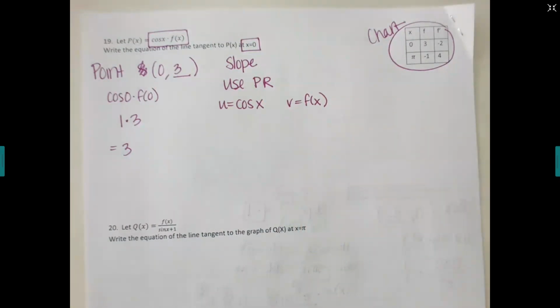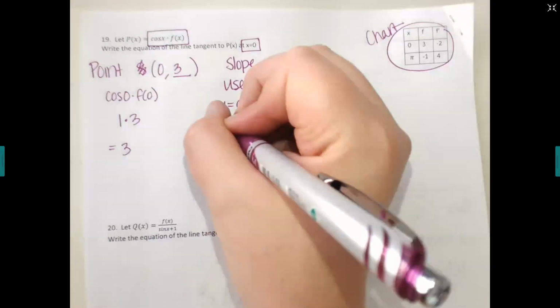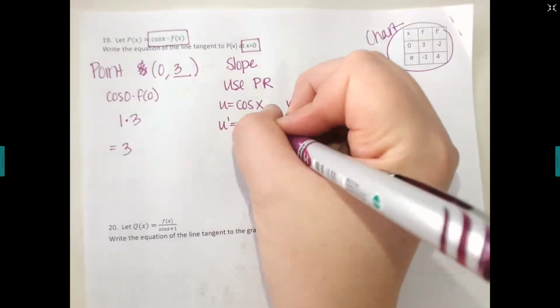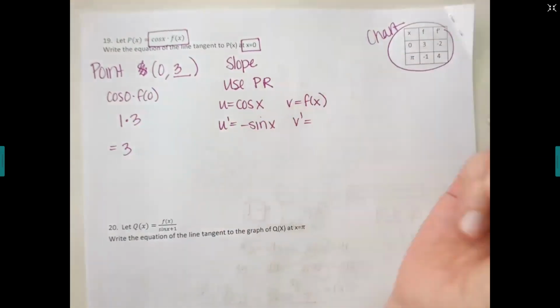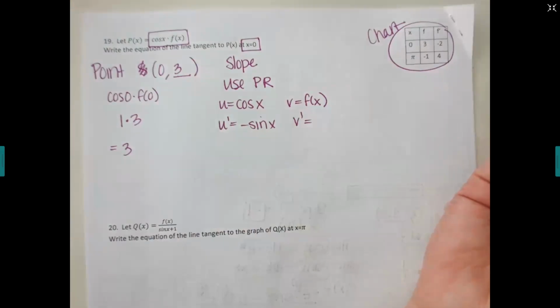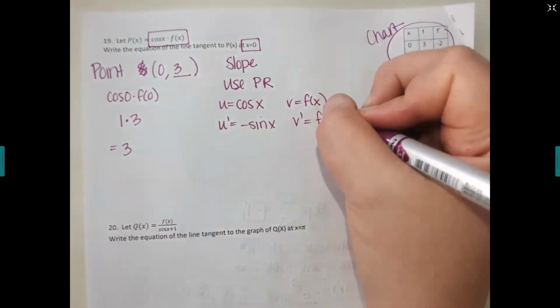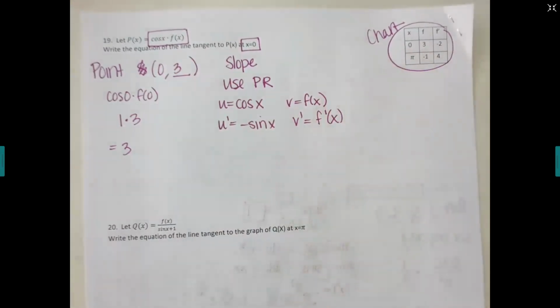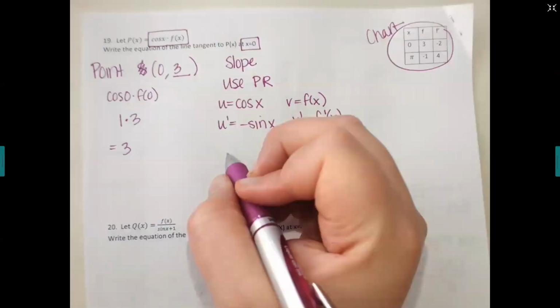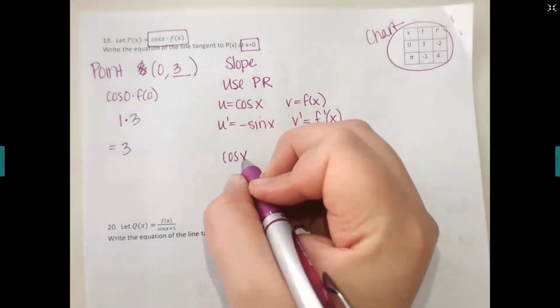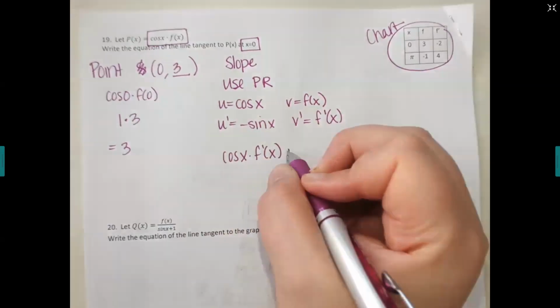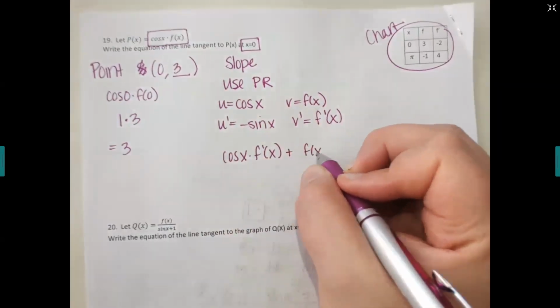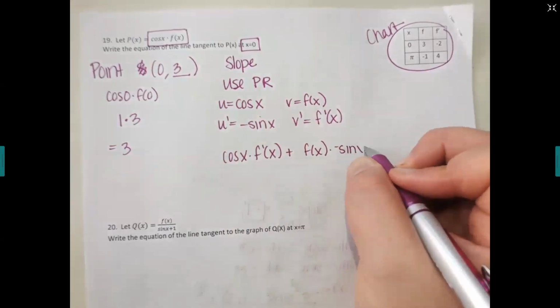So cosine x is the first part of my product. What's the derivative? Negative sine x is correct. And then if I want the derivative of f, what could I call it? F prime of x. Notice what else is in your chart up here. We have numbers for f prime. So this will give me my derivative. It's going to be cosine x f prime of x plus f of x negative sine x.